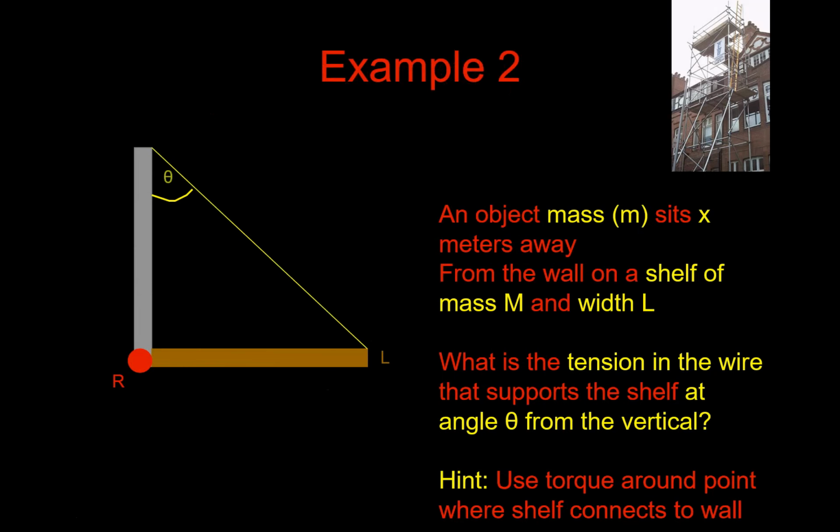So the situation is, we'll have gravity acting on this system. We will have big Mg, which is the force acting on the shelf. Little mg being the force due to gravity acting on the object. We've got a distance x, so we can look at the force relative to this reaction point, and that will give us a tension in this line at some angle theta.